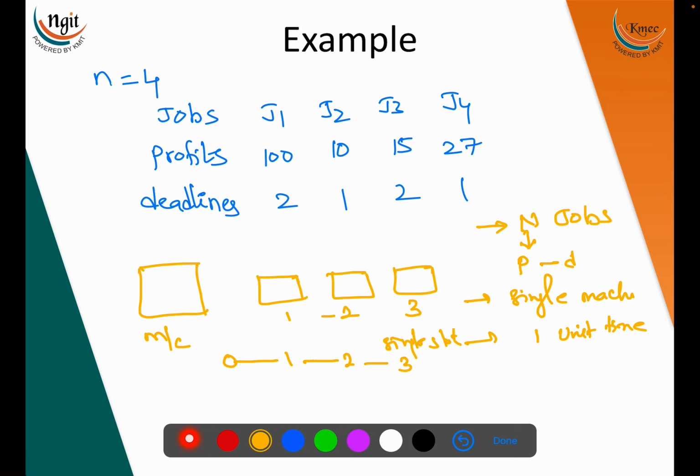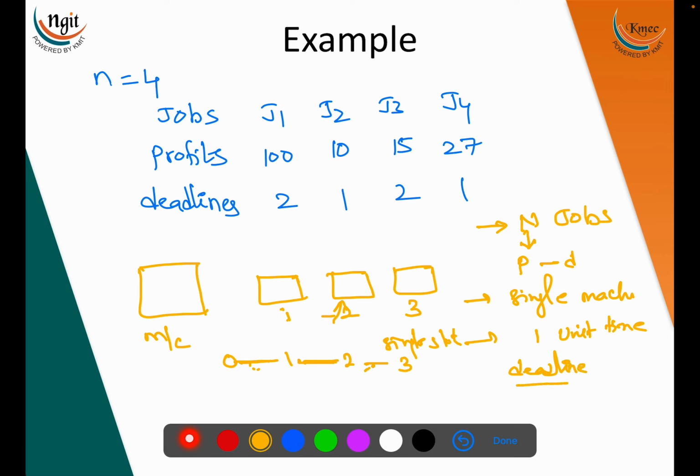Now the machine will take this job to be completed in this slot, or else this task can be completed in this slot, and whichever slot is free, that free slot is given to the other job to get finished. Now, the problem comes with the deadline. Deadline is what?